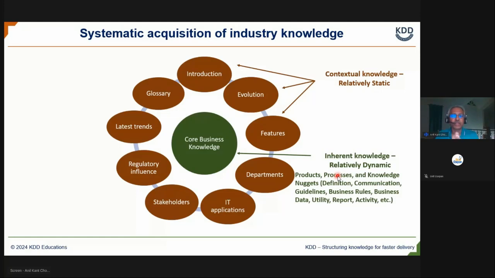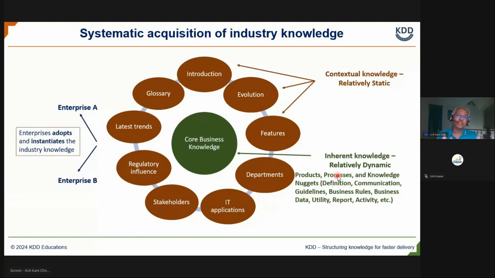So when we want to understand the industry, we need to understand both contextual as well as inherent. But the advantage is the contextual, once you understand, it doesn't change very often. But inherent, because it keeps changing, you have to keep yourself up to date. Maybe every few quarters you have to refresh yourself. Now, this is industry knowledge.